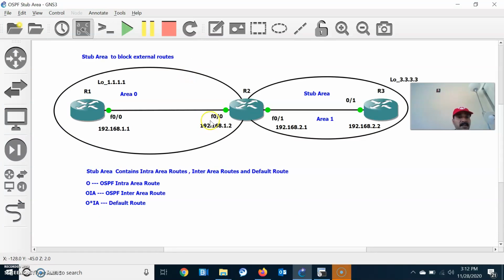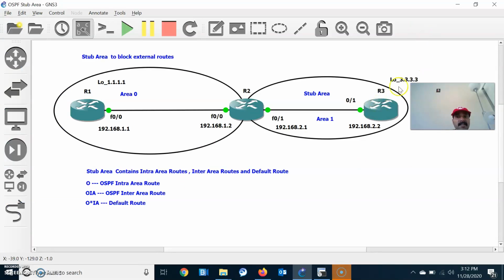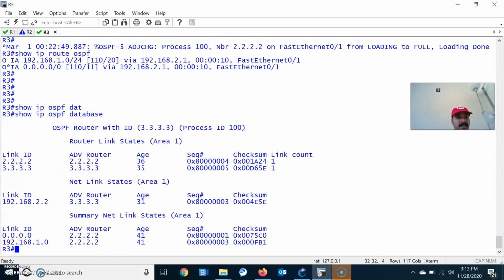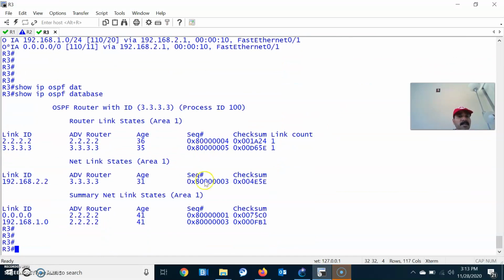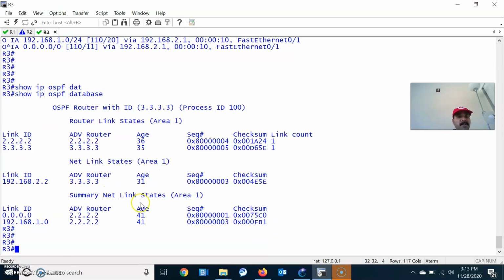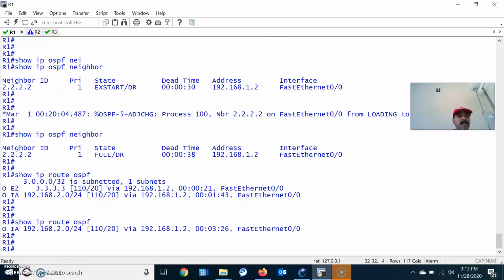O IA is an inter area route from an OSPF domain, and it has a default route to reach the external route. It does not contain any external route. That is a redistributed route. I have already redistributed 3.3.3.3, but it is not showing, right? So let us check the IP OSPF database. That is the topology database. In the topology database, you are not able to see the external route. It should show as a type 5 LSA. You are not able to see it, right? So let us see here. See, you are able to see it, right?